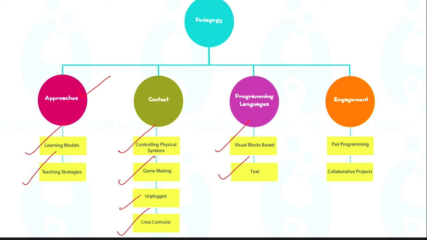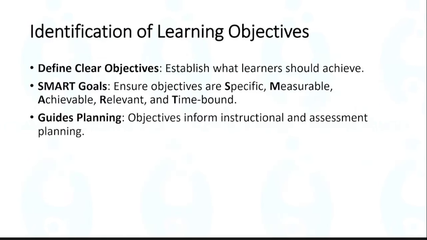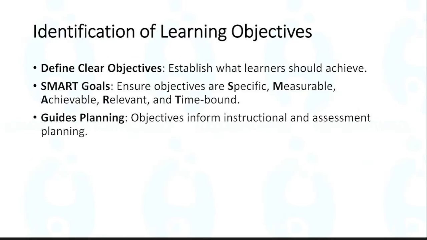Next is engagement. How engagement is improved. It can be via group projects, it can be via paired programming. Pair means a group of two. Collaborative projects are actually a larger group. Now we will learn about each of the steps of pedagogical analysis.